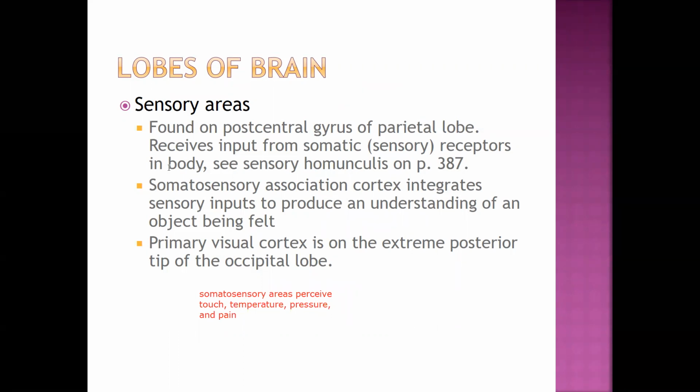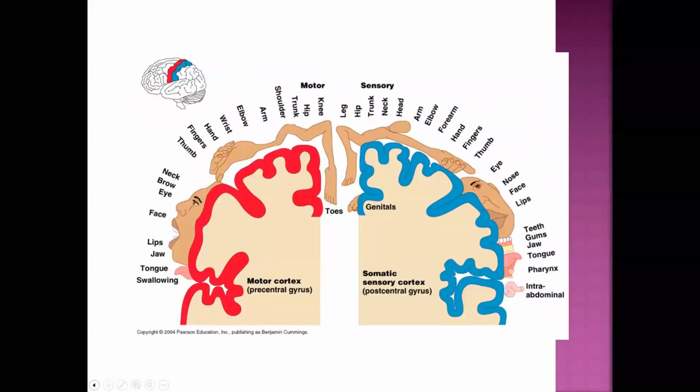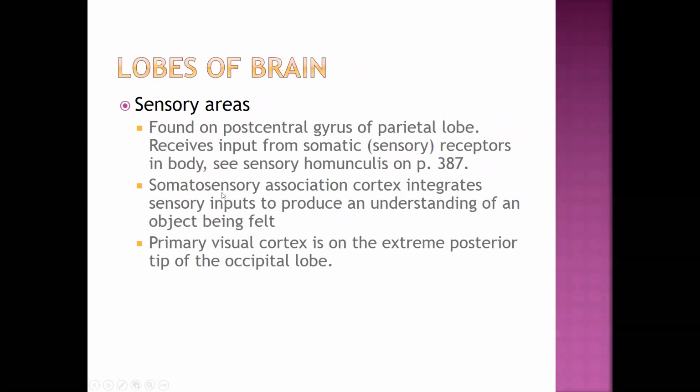Now, it's not good enough to just have a sensory area. You need to be able to understand what that stuff means, in addition to sensing it. It says somatosensory association cortex integrates sensory input to produce an understanding of the object being felt. And I'll show you what that means right now.